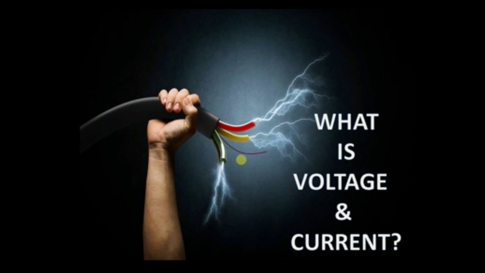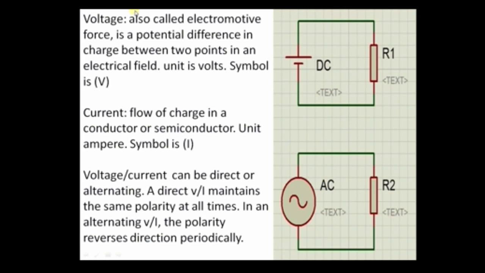The whole concept of electronics and electricity is dependent on the words voltage and current. So let's see what is voltage and what is current. First, we will see the definition part of voltage and current. Then we will go into the actual explanation of voltage and current. So by definition, what do voltage and current mean?